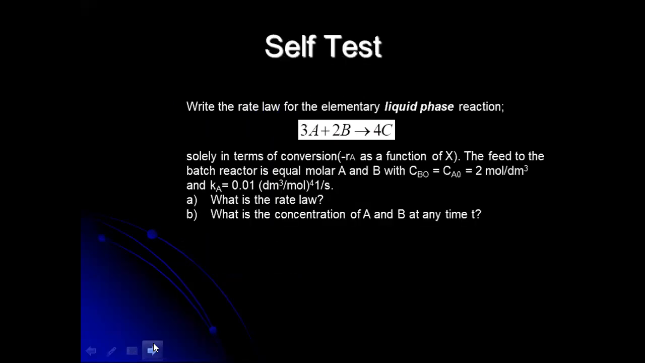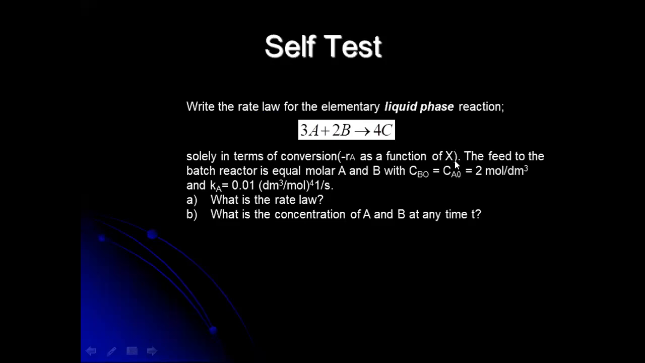Now, for example, this is just a self-test. You are required to write a rate law for this elementary liquid phase reaction. So take note, it says elementary liquid phase reaction. The stoichiometric equation is 3A plus 2B forming 4C. Solely in terms of conversion, negative R sub A as a function of X. Class, X is already conversion. And since I haven't yet started with conversion, we will just simply express the rate law in terms of concentration, because I don't want to ask you something that I haven't yet discussed.